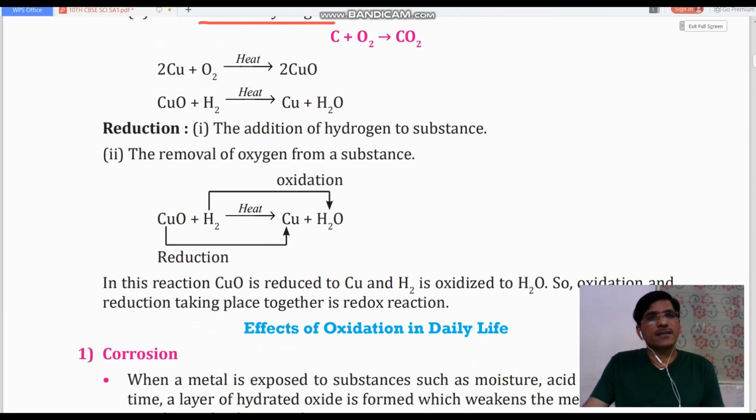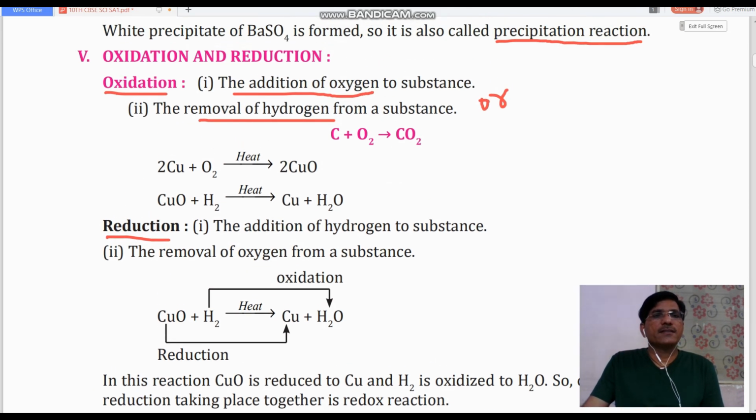Now the reduction reaction. The opposite of oxidation is called reduction. In oxidation there is removal of hydrogen, so here we write addition of hydrogen. Reduction reaction means addition of hydrogen or removal of oxygen. Again, addition of hydrogen or removal of oxygen is called reduction.